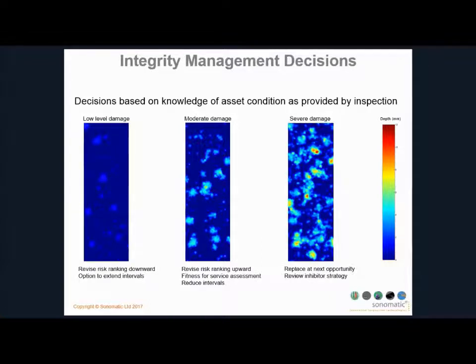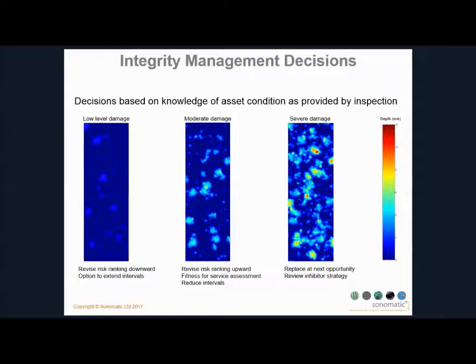This middle one considers a case where there's moderate damage, and here we might want to review the risk ranking upwards if the damage is more severe than what we were expecting. We may want to carry out a fitness for service assessment to validate continued operation, or we may want to reduce the inspection intervals, for example.